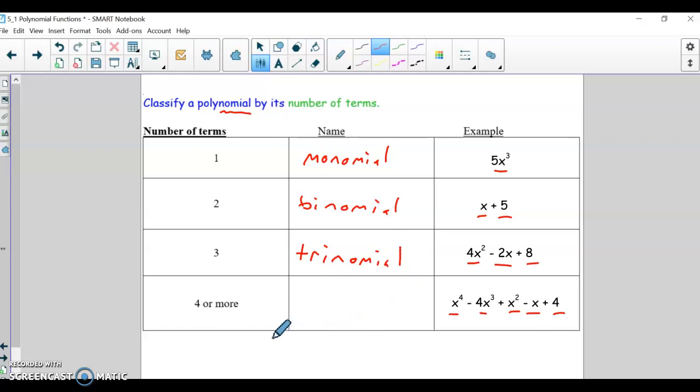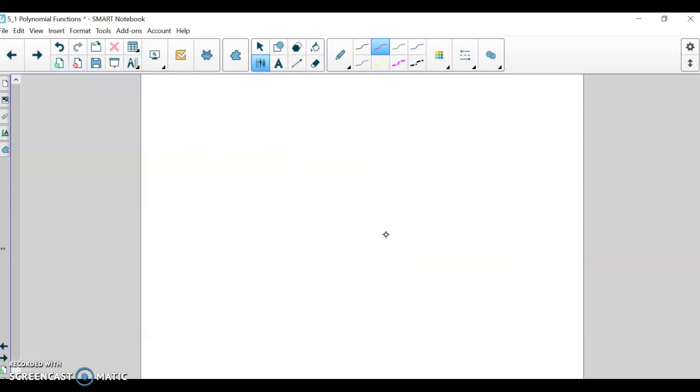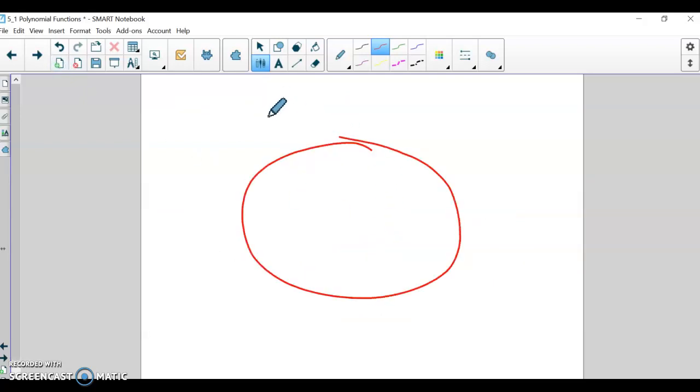Okay, and then for 4 or more, there is no special name. So we just use the general name, which is polynomial. And poly kind of means many. So it makes sense that this one has many, many terms. The kind of confusing part about this is polynomial is the general name. So all of these actually fall within the world of polynomial. So if I can draw a picture here, this is going to be a poor picture, but if I have all the polynomials out there, then a monomial is a specific type of polynomial with one term, right? Monomial, binomial.